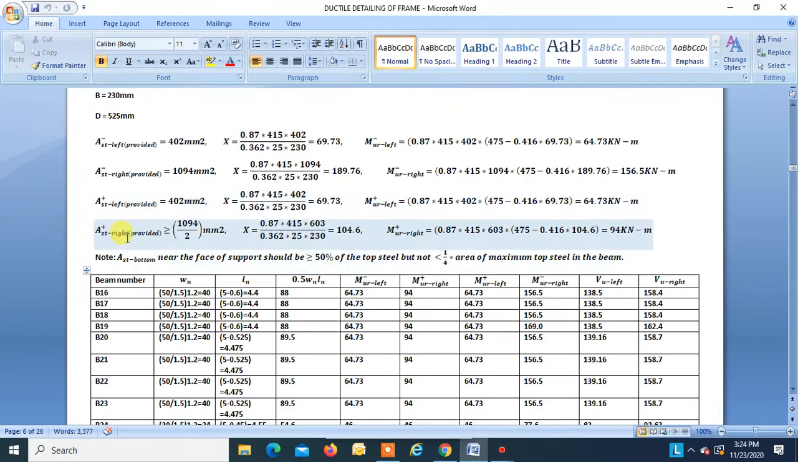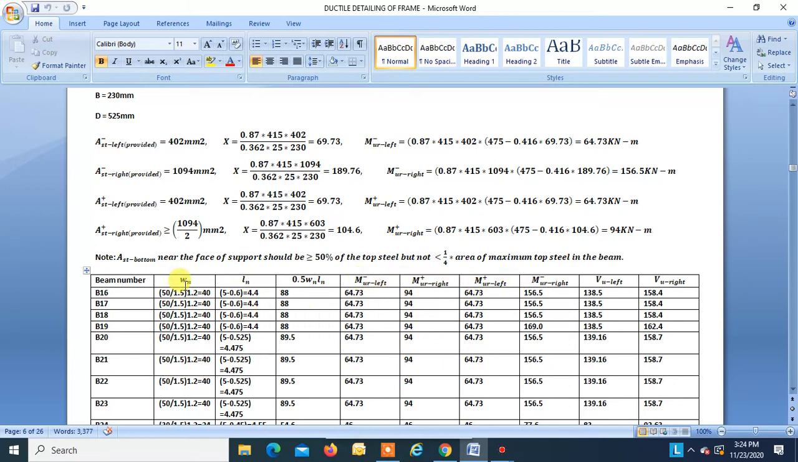Now Ast right positive. In that case we have to take 50% of this. As per code, you have to take 50% of the steel at the bottom, and of course it is greater than the maximum steel divided by 4. So this is the steel we are taking. So x found is 104.6 and Mur positive right is found to be 94. So this is how we find these four moments.